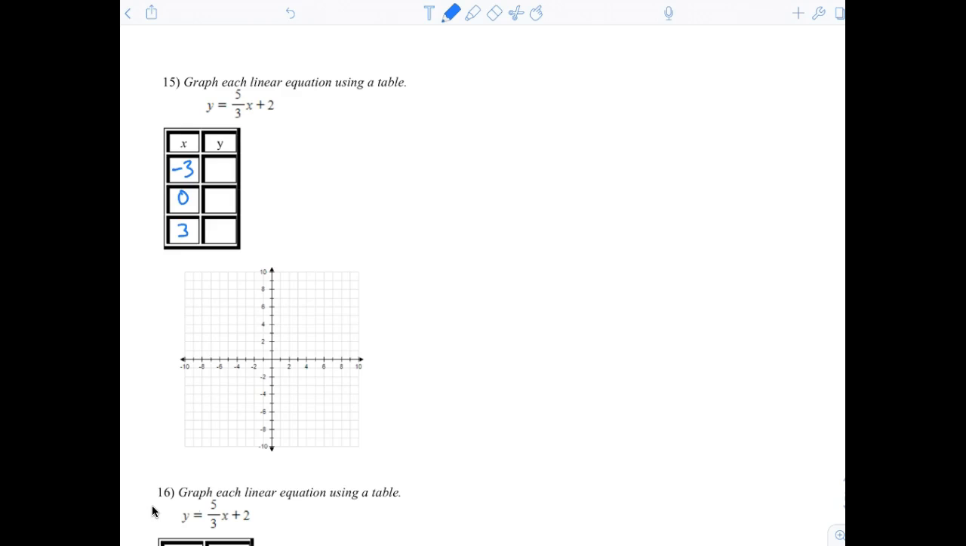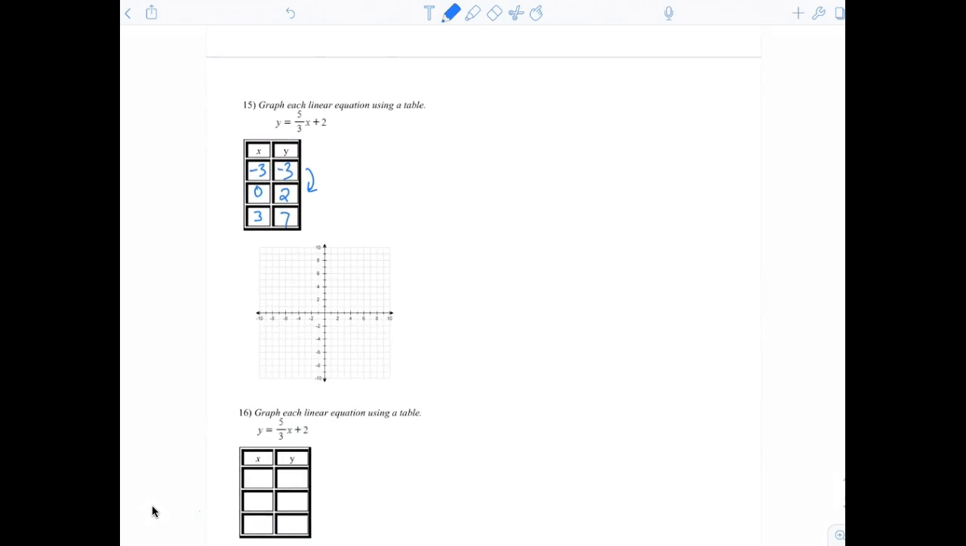Again, this is practicing your mental skills. So if I plug in -3, what is my answer? -3. Thank you. If I plug in 0, what do I get? 2. Now, remember, because it's linear, you should recognize a pattern. How many did I add? 5. So I'm going to get 7. If you want to verify, you just go 5/3 times 3 plus 2. And of course, that's 7.